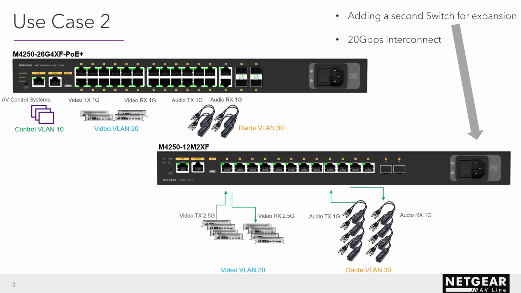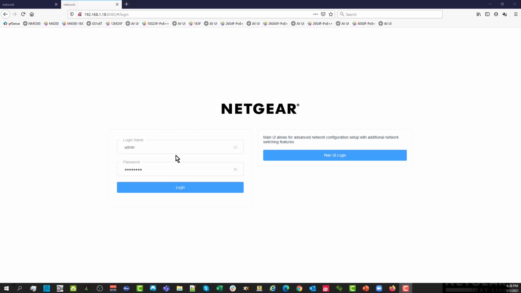For the second use case, let's add a second switch underneath with new video encode decode units and new audio Dante units. Same VLANs, same colors. And we want to plan for 20 gigabit per second interconnect, because those new video encode decode units are going to use 2.5 gig Ethernet. So for that, we are envisioning two 10G links between the switches for ample 20 gig in and out between the two switches. Are you ready?